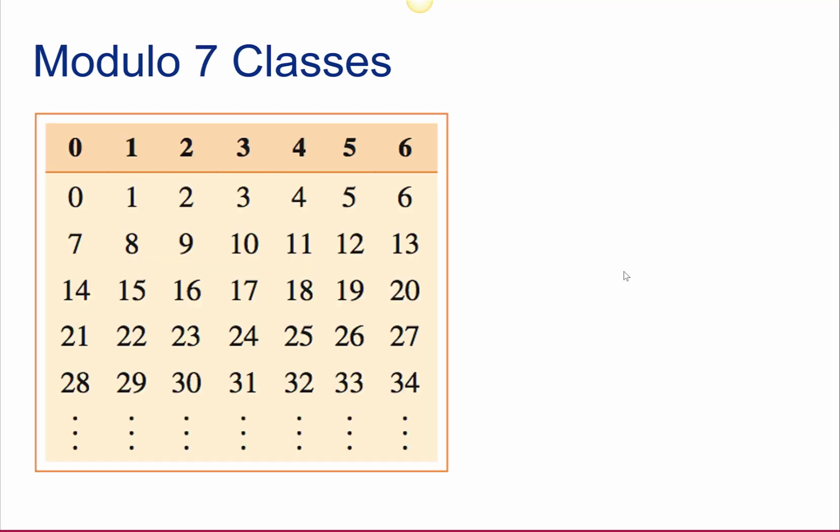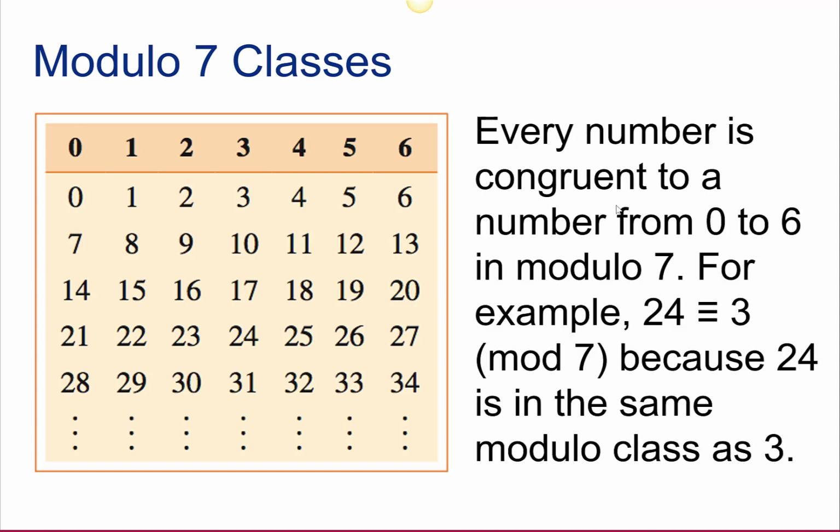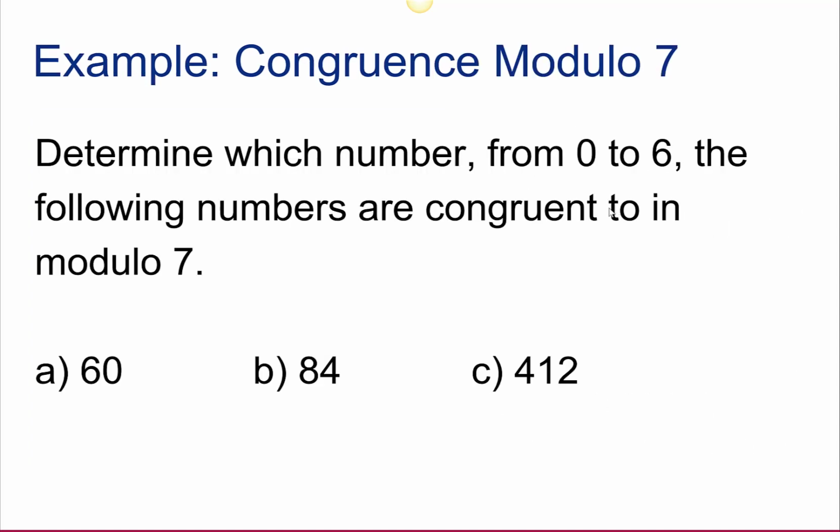So for instance, if we take a modulus 7 system, the days of the week, we look in this column here with the 1. All the numbers in this column, when we divide by 7, we get a remainder of 1. So all of these numbers in this column are congruent to one another because they all come out with the same remainder when we divide by 7. Same thing for each of the columns in that table. So let's try some examples on congruence.